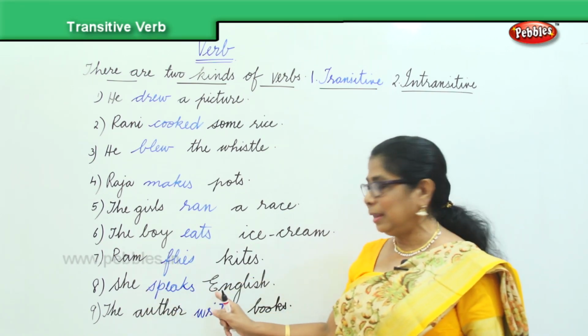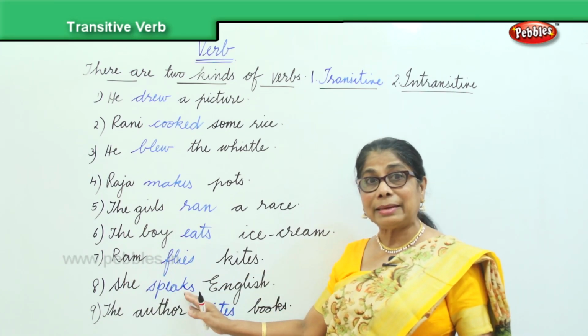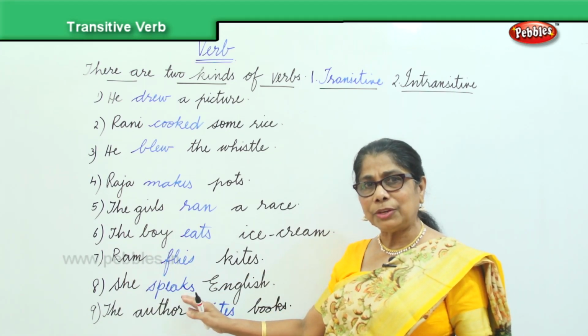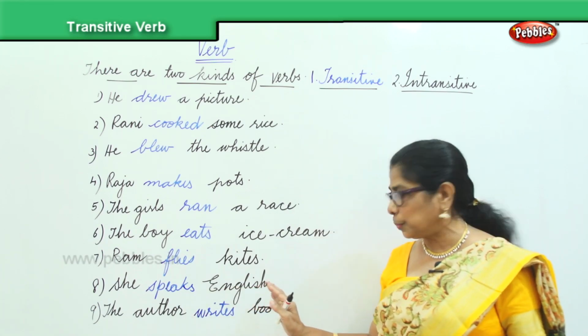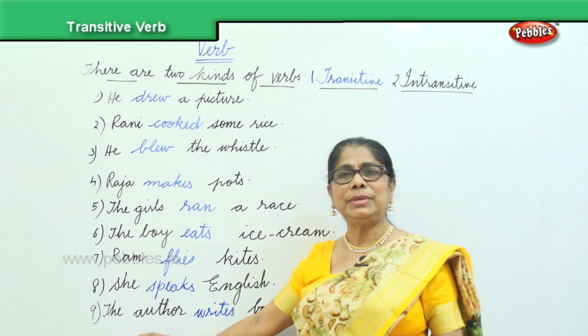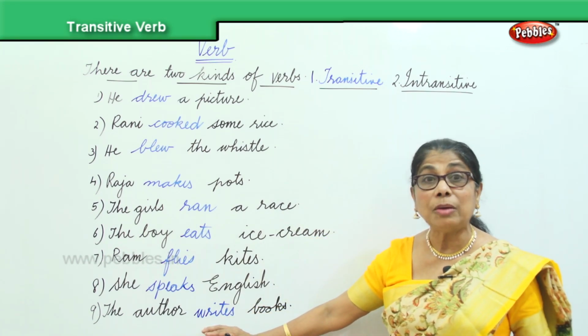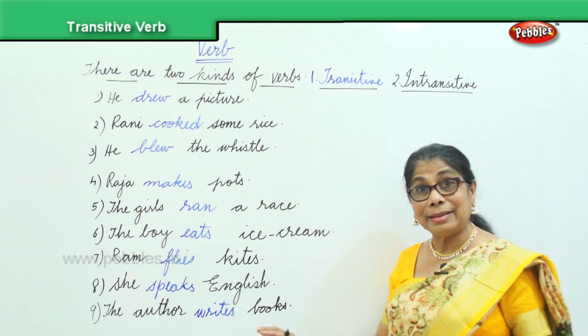She speaks English. She speaks. The subject she speaks. The transitive verb needs something to complete. What does she speak? She speaks English. The author writes. The author is the subject. The author writes. The transitive verb writes needs an object to complete. What does he write? He writes books.